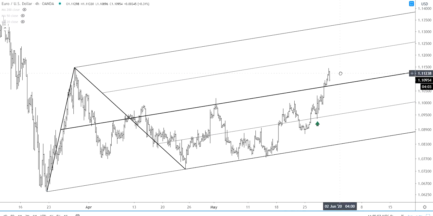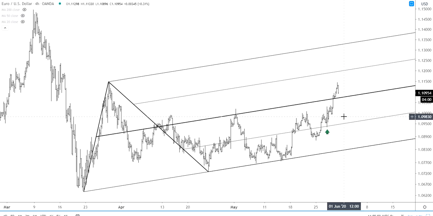Our initial target actually, and what I'm going to talk about is the concept of symmetry in median line analysis. Since we came from this level here, we're looking for us to go to the equivalent level on the opposite side of the median line. In this case, that is going to be about 112. So that would be the level we were looking for.